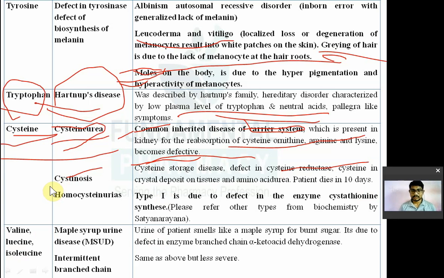So there are a lot of metabolic disorders which are also given in the book. But whatever is important, I have taken this. So if you want to read more, you can read from biochemistry.